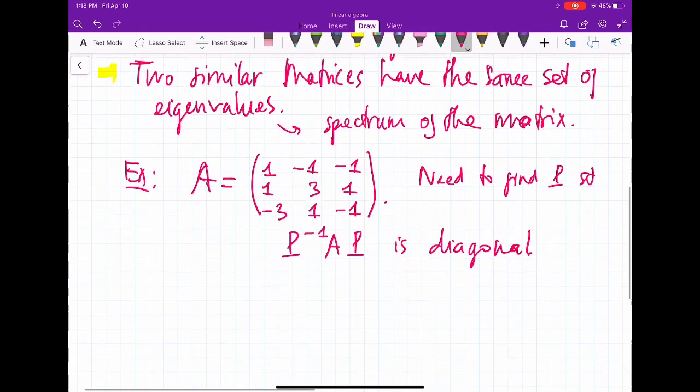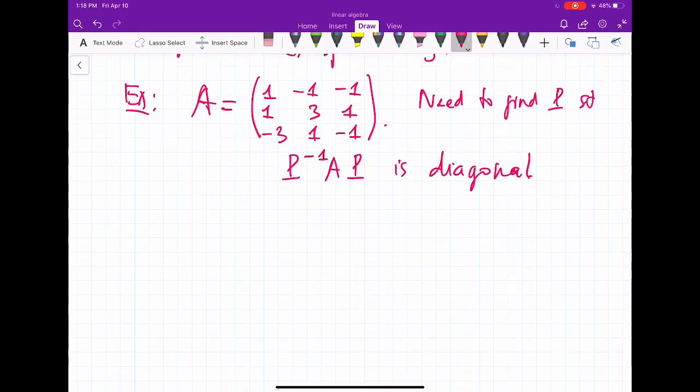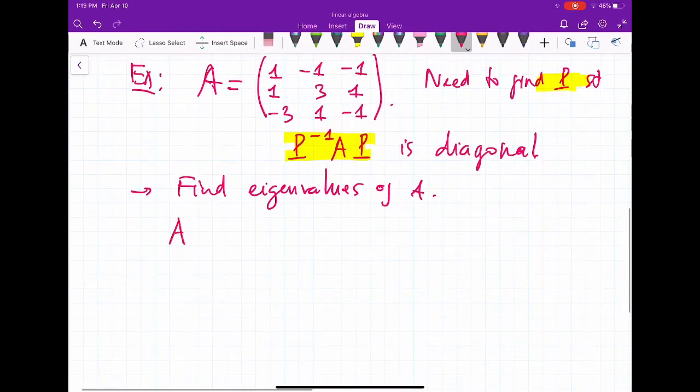So of course we need to consider if A is diagonalizable or not. If A is not diagonalizable, there's no way to find P, right? So the first step is to find all eigenvalues of A. And we know we have to solve the equation determinant of A minus lambda I equal to 0, right? So I just subtract lambda from the entries on the main diagonal, and I take the determinant.